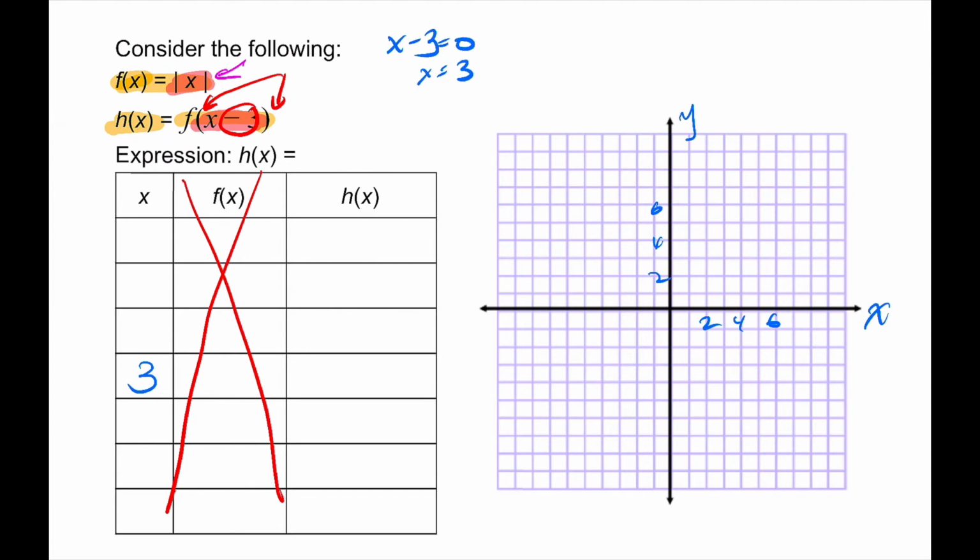And when we look at the absolute function, when we find that midpoint or vertex, we'll go up by 1 or go to the right by 1. So we got 3, 4, 5, 6. And then we go down by 1 on the other side. So it's going to be 2, 1, and 0.